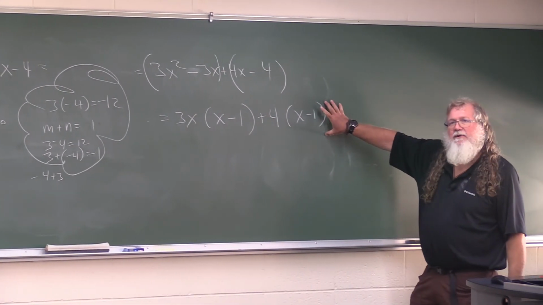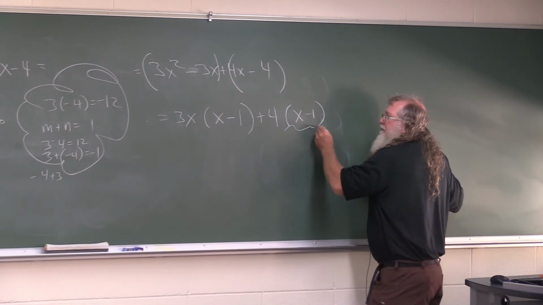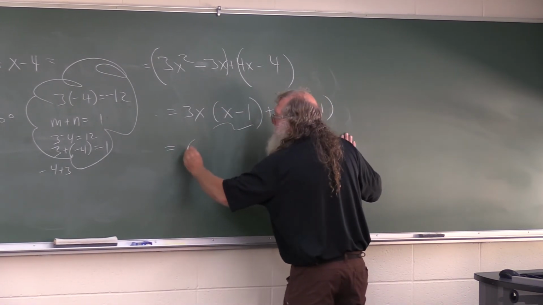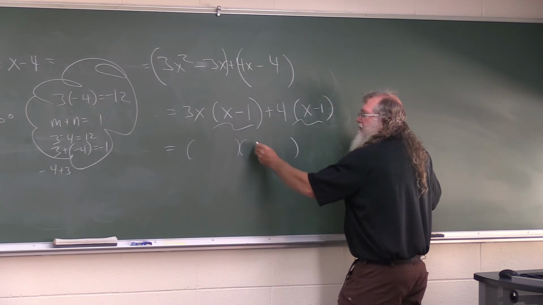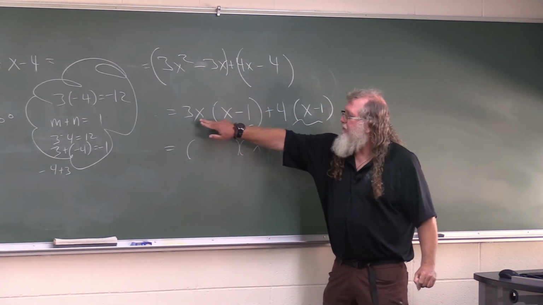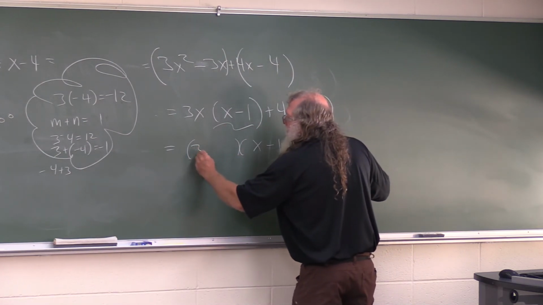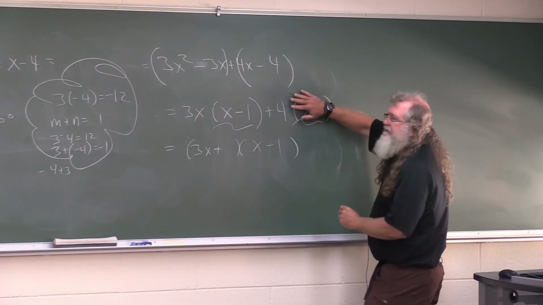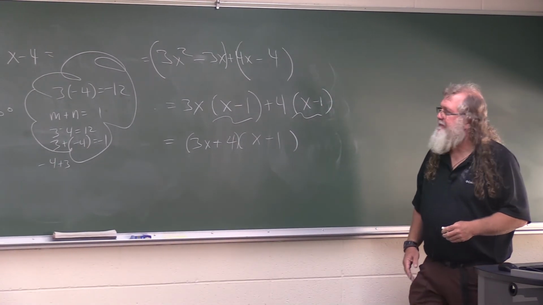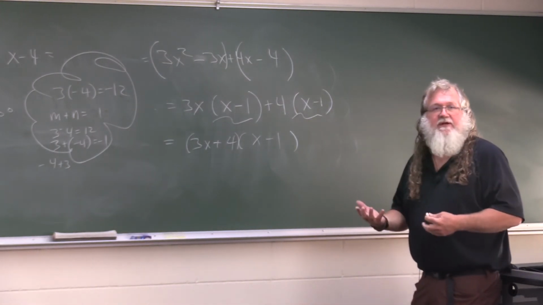Do we see our common groups now? X minus 1, x minus 1. So we can pull that out. The x minus 1 goes there. When I pull it out of the first group, what's left? 3x. And when I pull it out of the second group, what's left is a plus 4. All right. So that is the AC method.